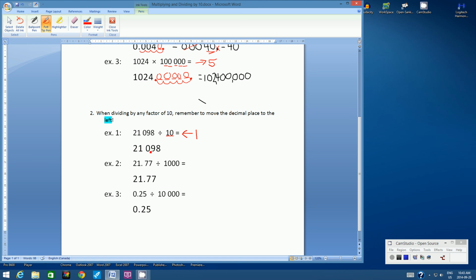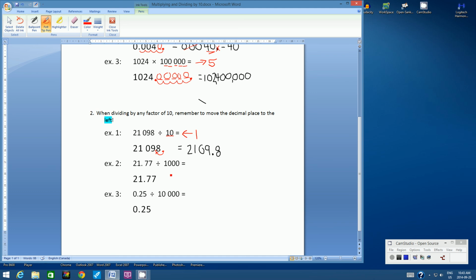So I've rewritten the question here. Because it's a whole number, we know that the decimal place is behind the last number, and we'll move it 1 place to the left so that it goes here. So when we rewrite our answer, we're at 2109, and we'll place the decimal there, 8. So we get an answer of 2,109.8. Let's go to example 2.